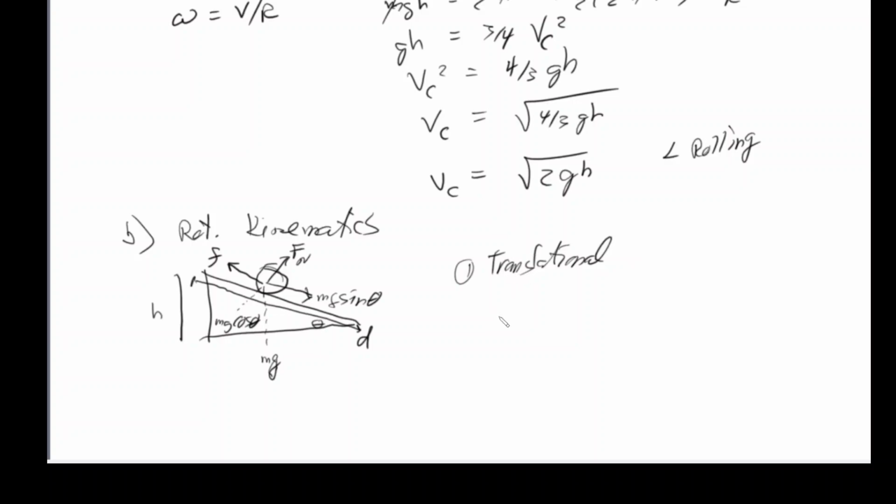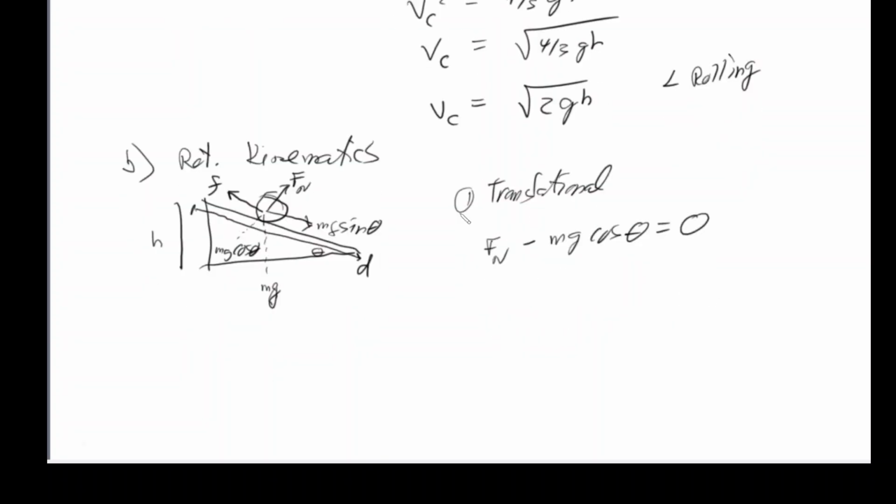And that says that normal force minus mg cosine theta is equal to 0. And we'll call that equation 1. And it's 0 because the cylinder is not moving up or down into the ramp. So they balance each other out. And the other equation is mg sine theta minus friction equals ma. So these are two of our translational equations.